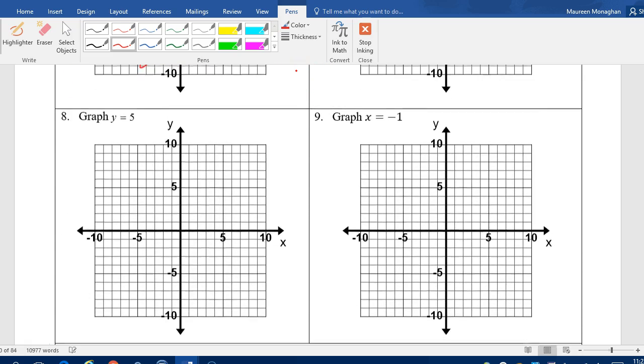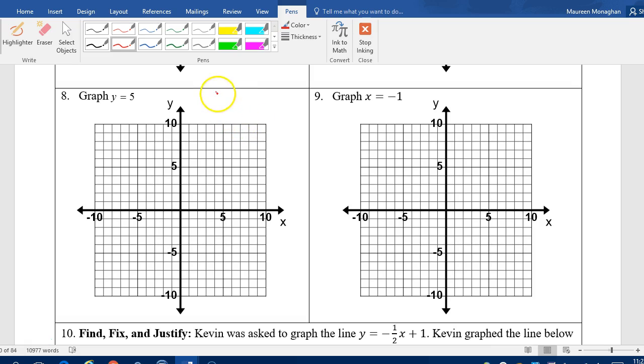I'm going to help you with these 2. We have to go back and think, what was our slope when it was just y? So that means it's a horizontal line. Do you remember? A horizontal line gives us a slope of 0. And the y-intercept is 5. So all of your y's will be 5. What about this? What was your slope when it was just x? It was undefined. And the y-intercept, there is none.